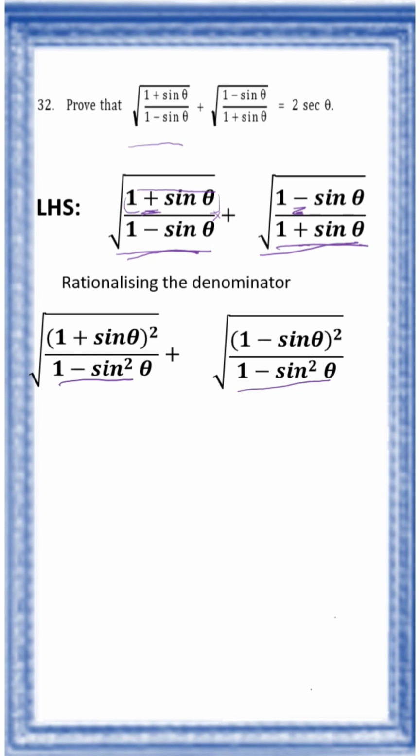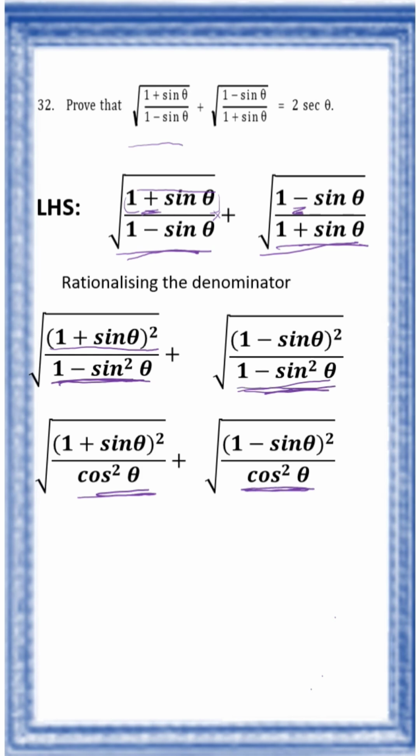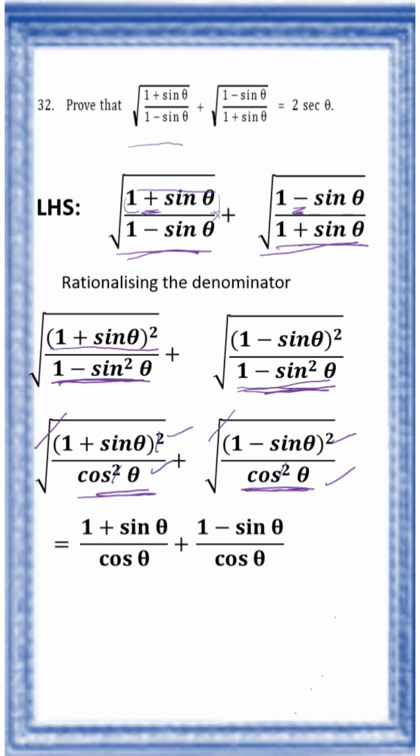So now what does it become? The numerator will be same. Denominator changes into cos square theta. Here also, instead of 1 minus sin square theta, we have written cos square theta. Now here observe, both numerator and denominator have squares. So now take the square root, eliminate the square root like this. What do you get here? 1 plus sin theta by cos theta. Here also 1 minus sin theta by cos theta.